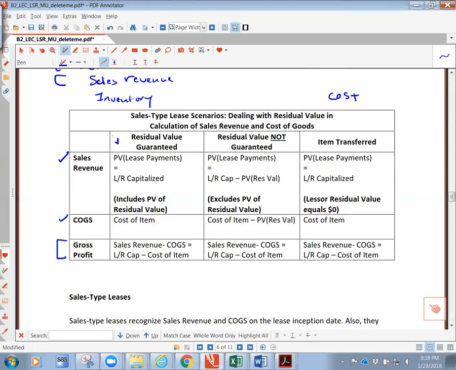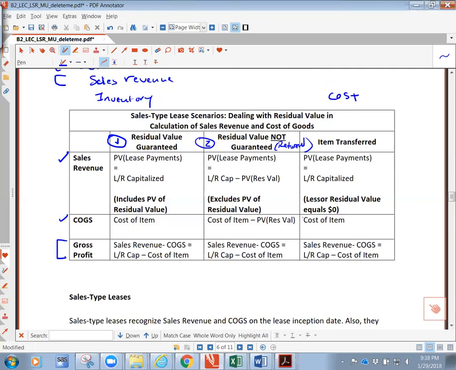So scenario one, the residual value is guaranteed. That means if it's guaranteed, the item is returned to the lessor, because why would the lease agreement make the lessee guarantee the residual value if they kept it? That would make no sense, because the lessee would be guaranteeing it to themselves. So the only time you have a guarantee is when the item is returned, okay? But in this case, second case, residual value, not guaranteed, but it's still returned, okay? So I just wouldn't talk about the guarantee unless it's returned.